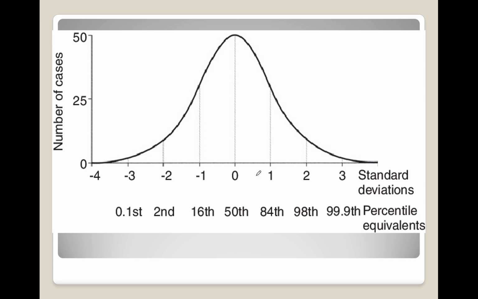So if you scored in the 97th percentile, you scored with or higher than 97% of people. If you're in the 14th percentile, you scored higher than 14% of other test takers. That also means that 86% scored higher than you. So a couple pieces of information.